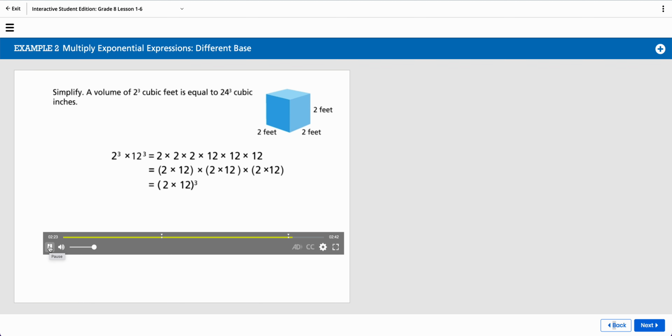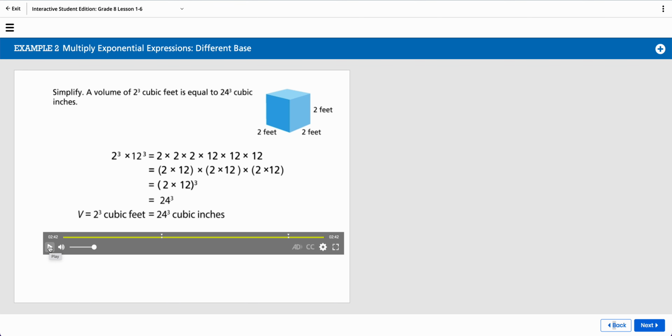Now simplify the expression. The product of 2 and 12 is 24. So the expression is 24 to the third power. A volume of 2 cubed cubic feet is equal to 24 to the third power cubic inches.